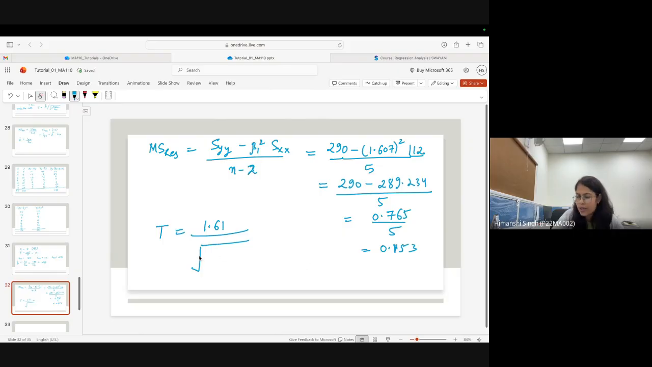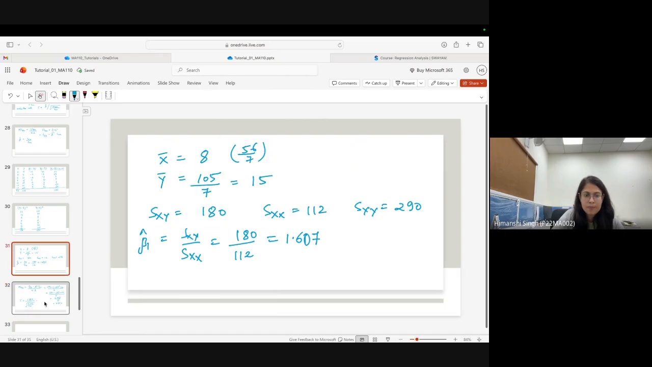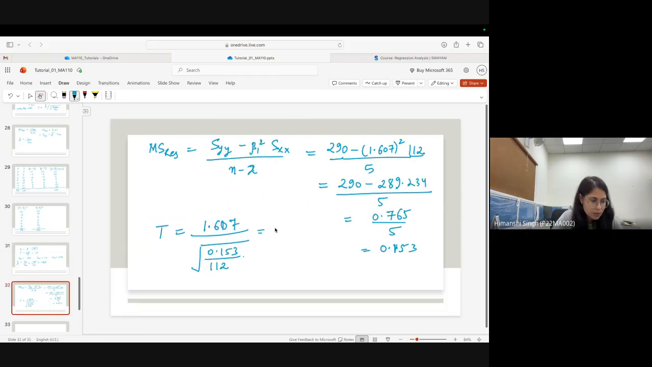Now I can just plug it in here. 0.153 divided by SXX. So SXX is 112. Here also write 1.607 only. Till 3 decimal places, just like 1.607, if it is coming, just don't round off, just write 1.607.